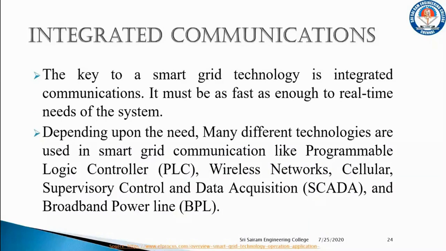Next one is integrated communications. This is the most required part of the smart grid, and it should be very fast, acting in the fastest way to meet real time requirements. Many technologies like PLC, wireless networks, SCADA, and broadband power line are used in integrated communication.